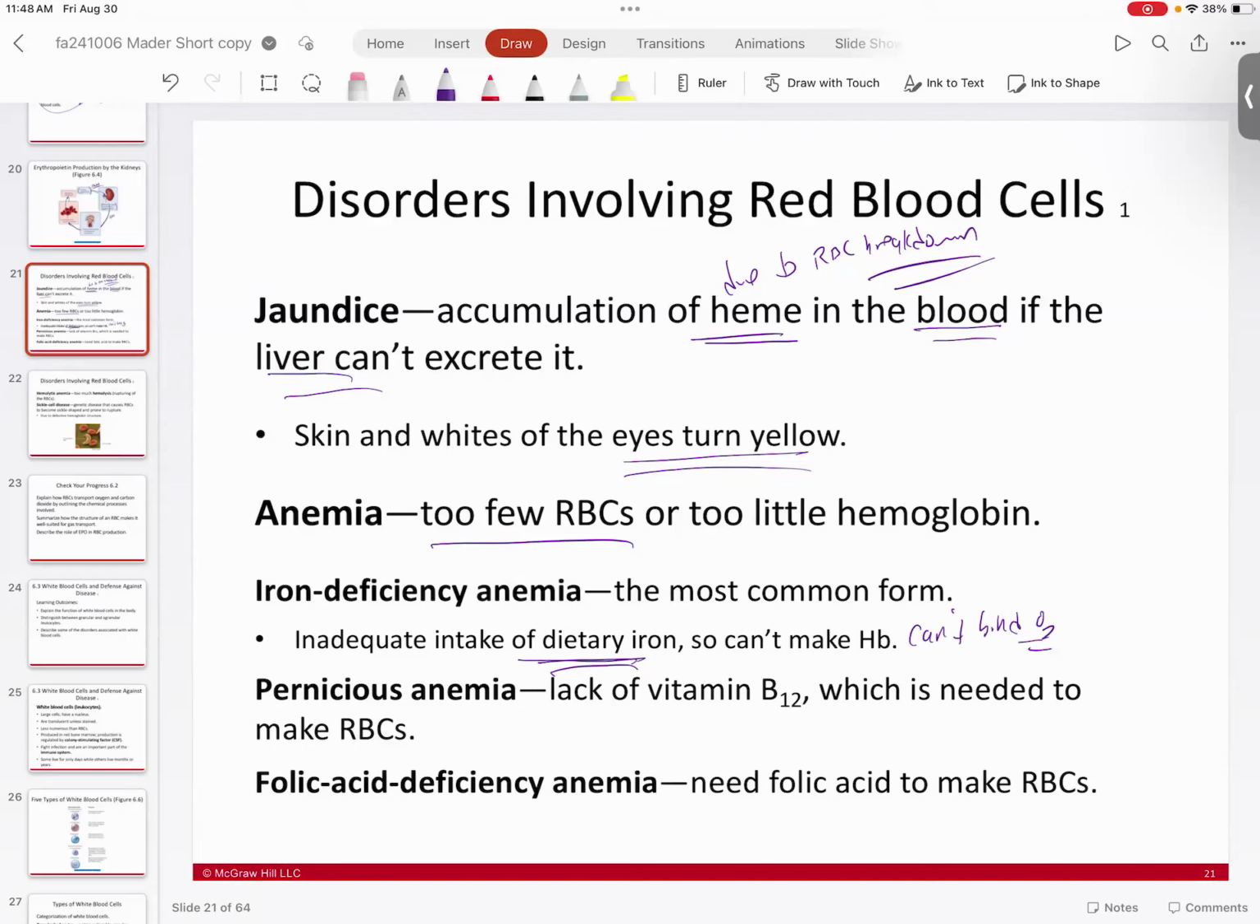Pernicious anemia is associated with the lack of B12, which is needed to make red blood cells. So basically, you can't make your heme group.